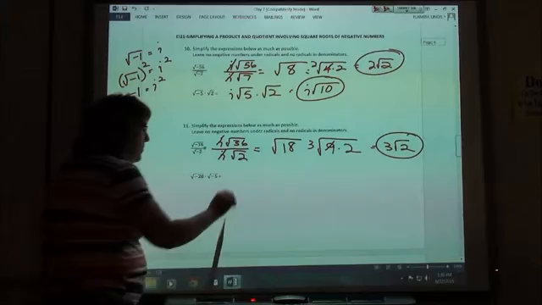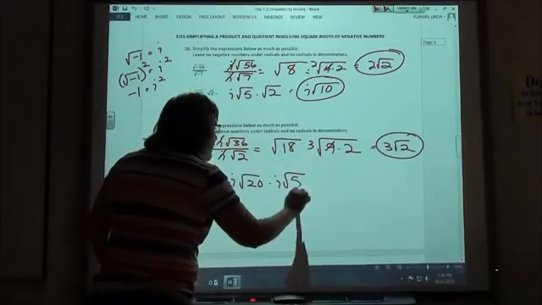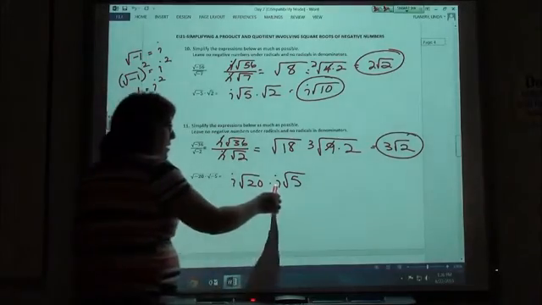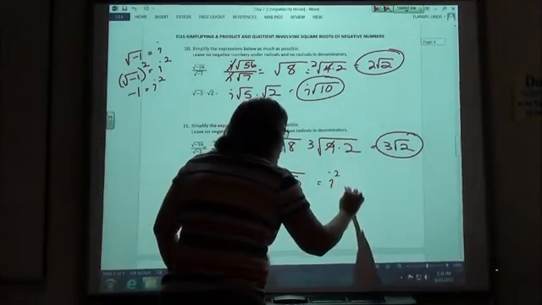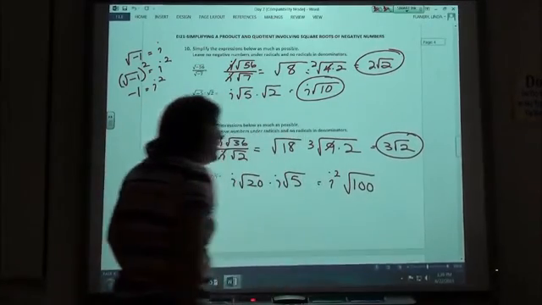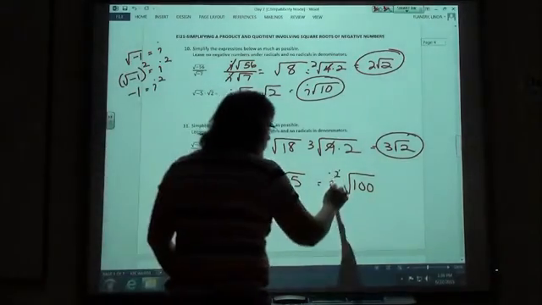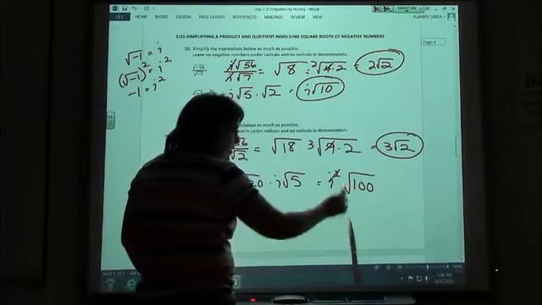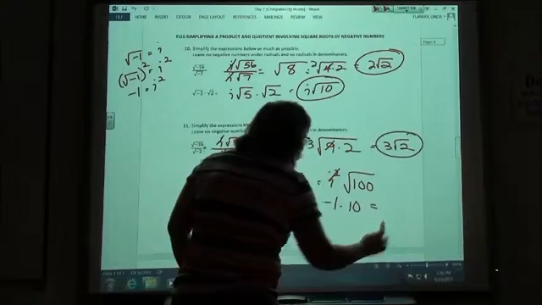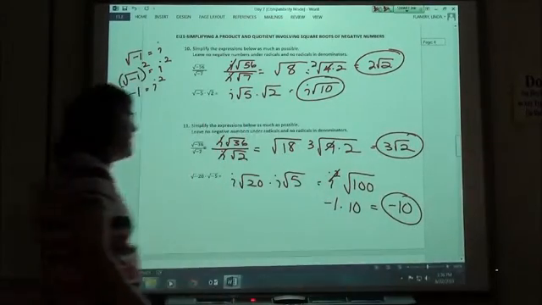The next one here, I'm going to make that i square root of 20 times i square root of 5. i times i would give me i squared. Square root of 20 times 5, 100. Simplifying that, i squared is equal to -1. The square root of 100 is 10, so -1 times 10 would be -10.